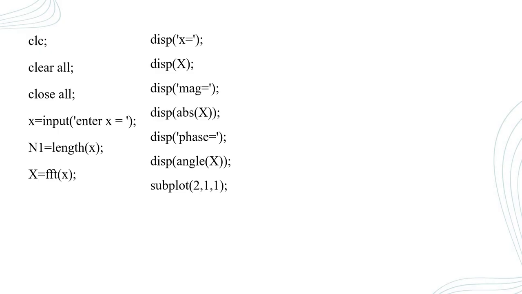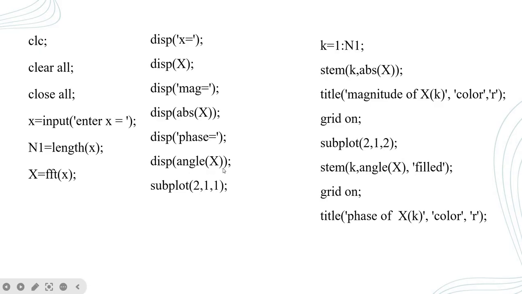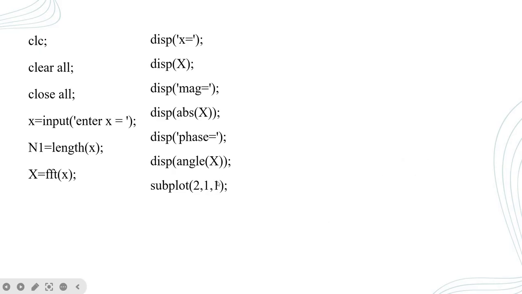Then we have to display the magnitude, and we want the absolute value of the magnitude here. So abs of X gives the magnitude spectrum. Then we have display phase. Then we have display angle of X, which will display the angle. Now we have to plot these. Here we have 2 rows and 1 column, and this must be displayed in the first position.